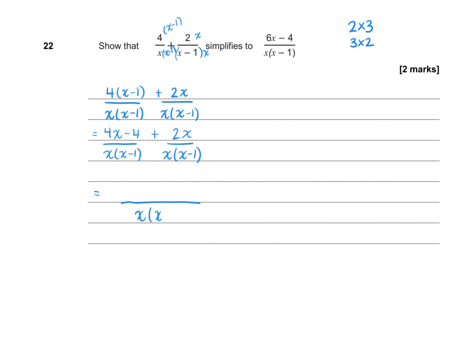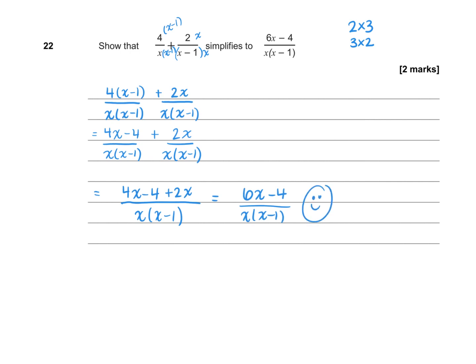So x times x minus 1, and both of the numerators can go on there. 4x minus 4 plus 2x. So I can go ahead and add those together. 4x plus 2x gives me 6x, 6x minus 4, over x times x minus 1. Yay, that's exactly what they wanted me to get.